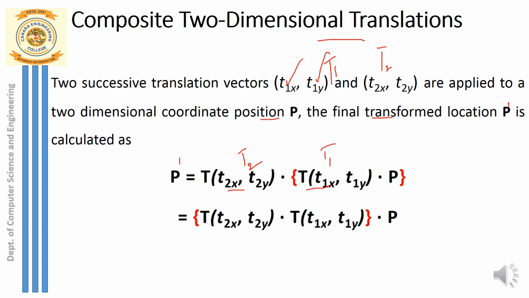Next, there's one more way of doing that. The two transformations, translation 1 and translation 2, you can multiply, and the product you can finally multiply with the point P. This right to left multiplication you call post multiplication. Post multiplication is nothing but you are approaching from right to left.